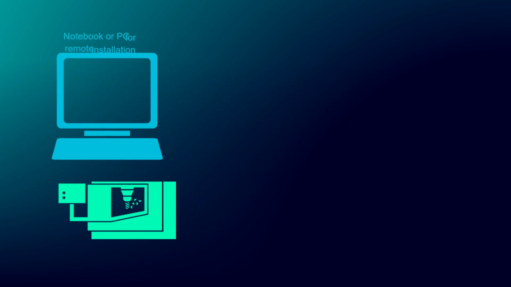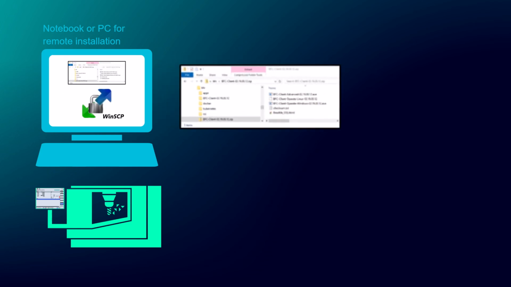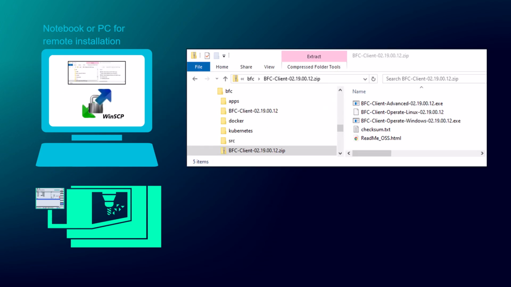In the standard case, you will be provided with a BFC zip file where you usually find 3 different BFC client programs. One for SINUMERIK 840D Powerline controllers with HMI Advanced. One for SINUMERIK 840D Solution Line or SINUMERIK 1 controllers with the integrated Linux-based SINUMERIK Operate, and one for both controller types with the Windows-based SINUMERIK Operate.